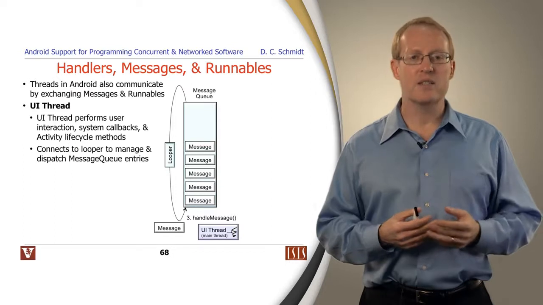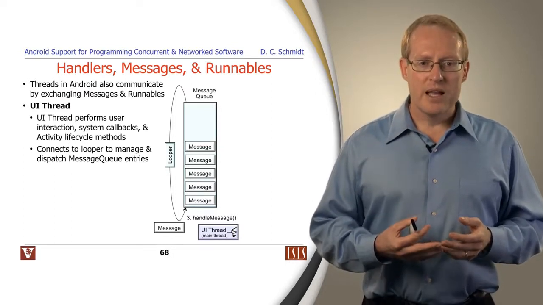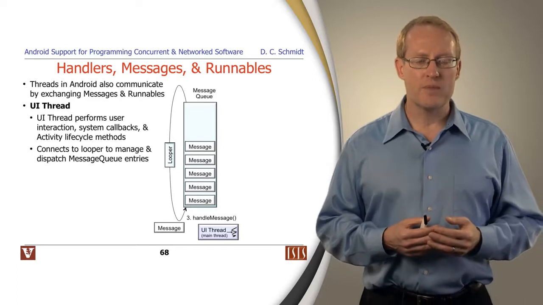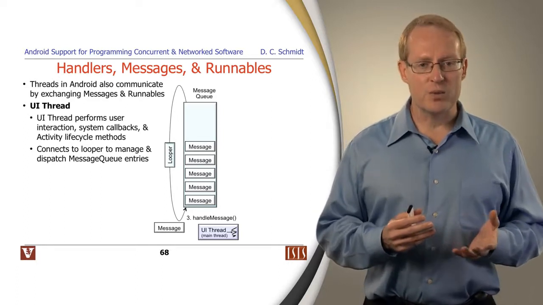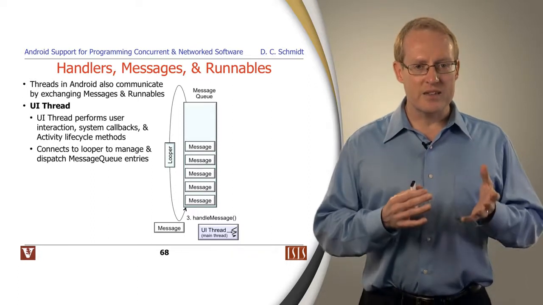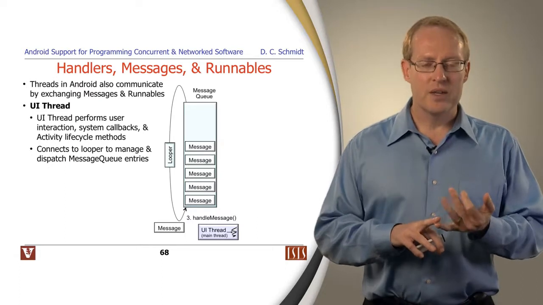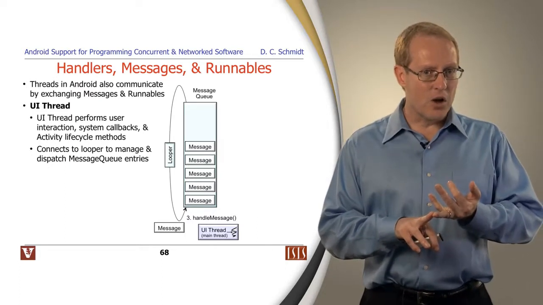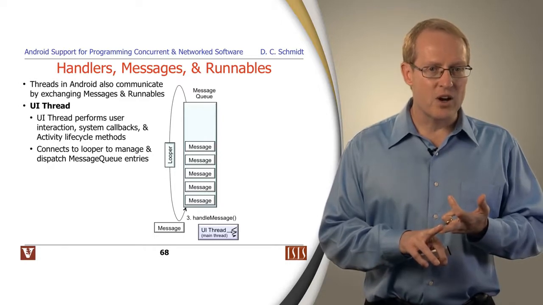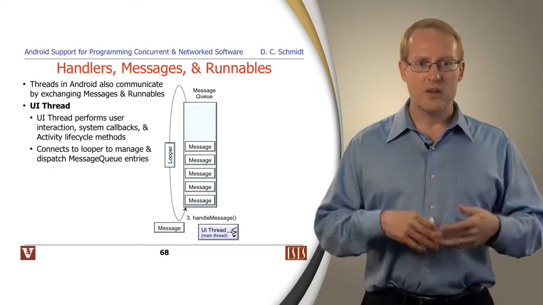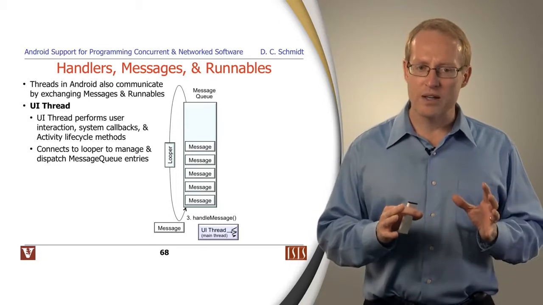Another way to do things in Android is called handlers, messages, and runnables. That's another way for threads to communicate. And here's the typical way in which this is used. The user interface thread in Android is typically dedicated to certain kinds of operations: interacting with the user, handling various callbacks from the system, dealing with various lifecycle methods on activities like onCreate, onDestroy, onStop, onStart, those kinds of things. That's what the UI thread does.